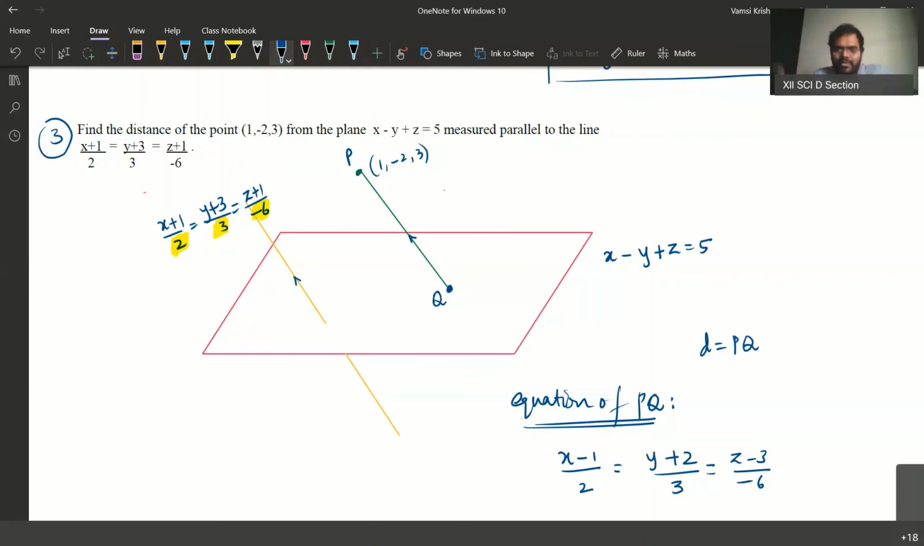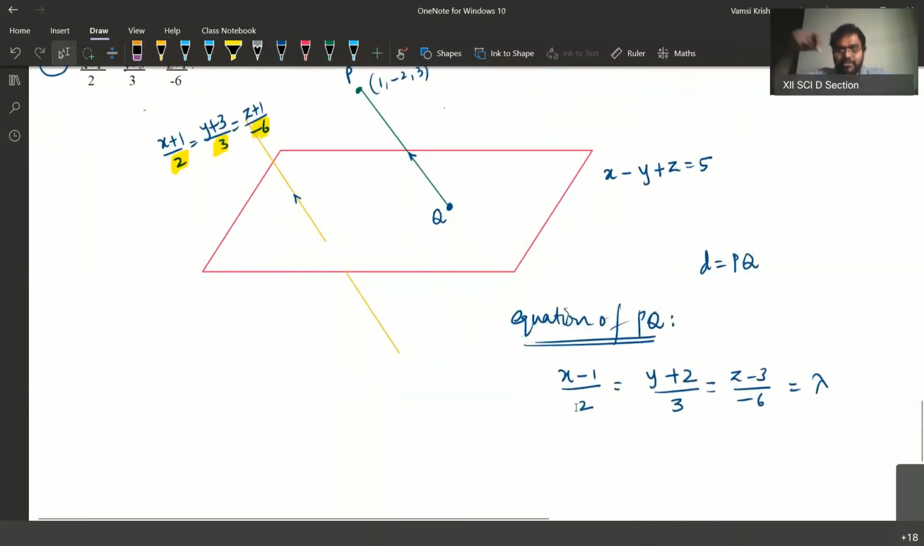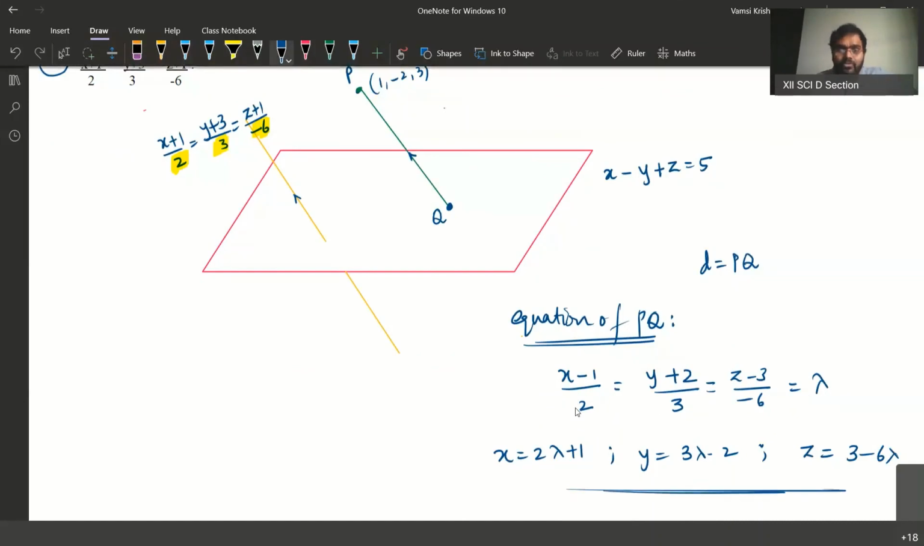Now, once you get the line equation PQ, you're almost done with the problem. How? Now, this line cuts the plane at Q. So find the general coordinate on this line PQ and ensure that this general coordinate lies on the plane. So x is equal to 2 lambda plus 1, y is 3 lambda minus 2, z is 3 minus 6 lambda. So we want this general coordinate to lie on the plane.